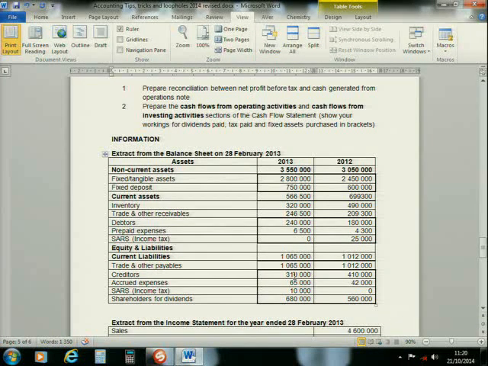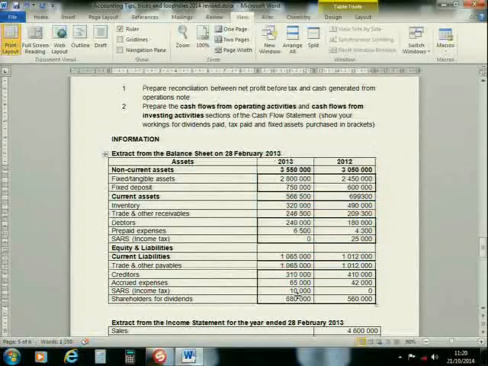2013, you had 1,065,000. You need to exclude SARS 10,000. You need to exclude shareholders for dividends 680. That means in total you must deduct 690 from 1065. How much would that be? 1065 minus 690 gives you 375, 375,000.